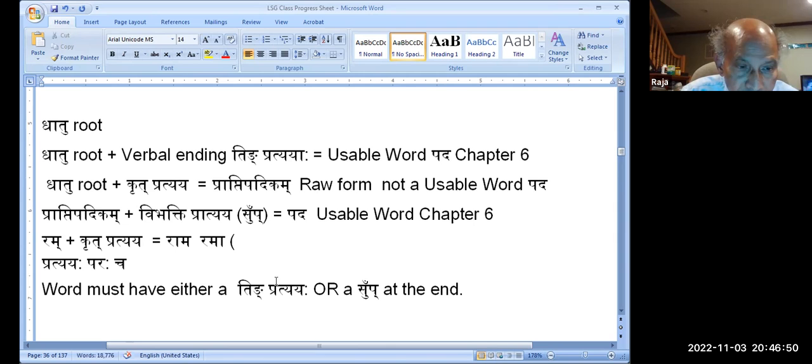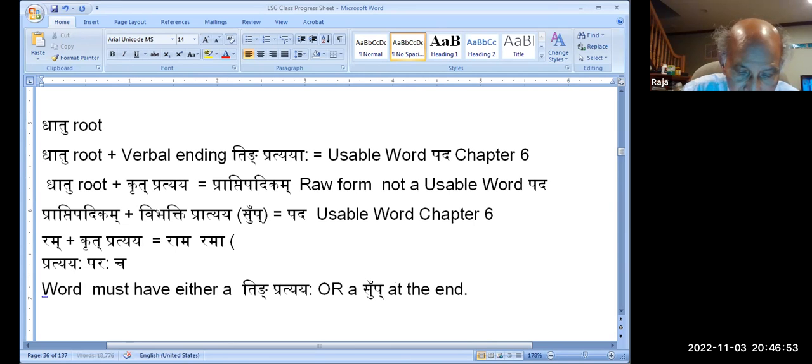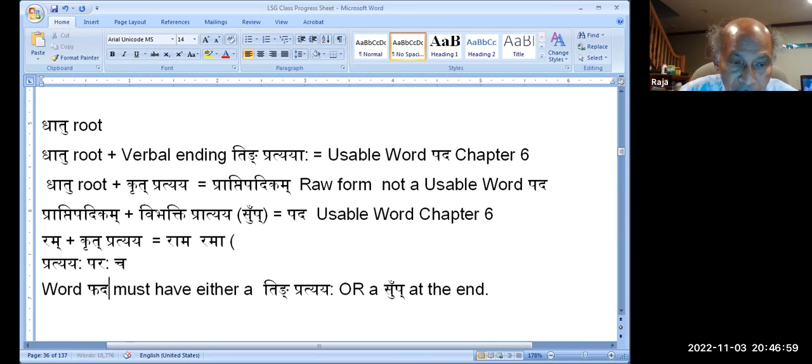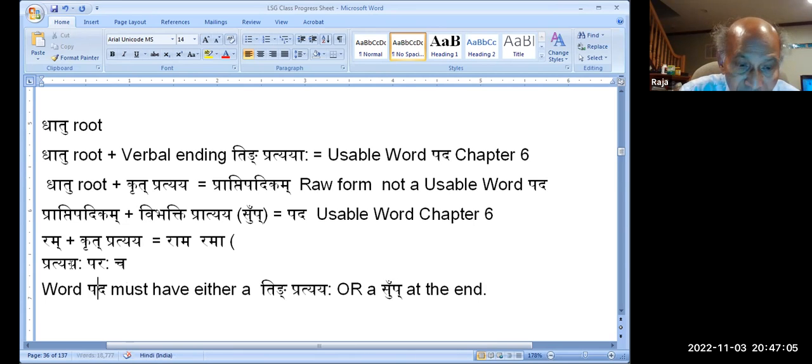This is a pada. Word is a pada. This is the big difference between Sanskritam and English. If you have read English like I did as a child, you would know, but I have forgotten all of that. My brother used to hammer into me how he, she, they became him, her, and them. Those words are defined. So a word must have either a ting pratyaya or a sup pratyaya at the end. So I'm going to put that in Sanskritam.